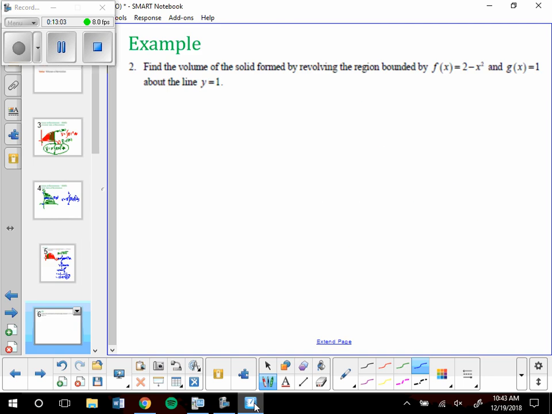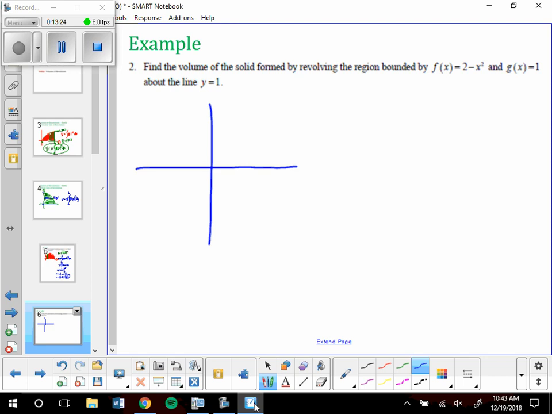Let's do another example. Find the volume of the solid formed by revolving the region bounded by 2 minus x squared and 1 about the line y equals 1. I don't even know where to start with that until I do what? Draw a picture.